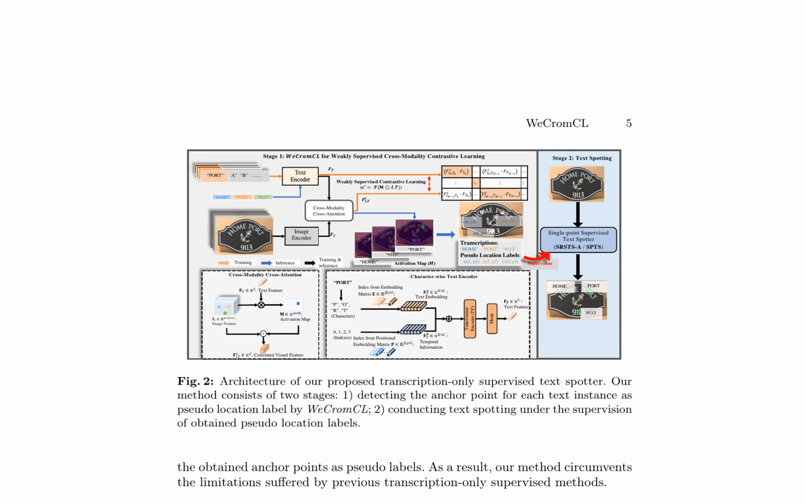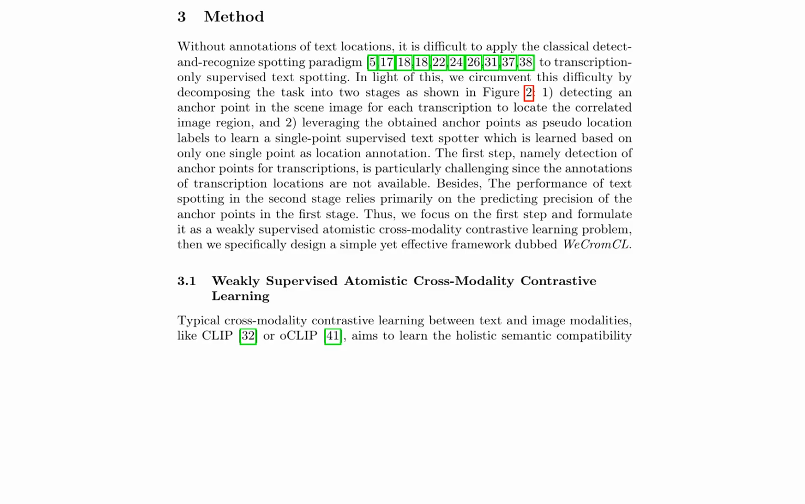The first stage involves estimating the location for each transcription to serve as pseudo-location labels for supervised learning of a text spotter. This is achieved through a soft modeling mechanism that uses cosine similarity in a projected feature space to estimate the activation map M. The correlation between an image and a text transcription is represented as C equals F(M, I, T), where M is an activation map indicating whether the corresponding pixel is associated with the transcription T.